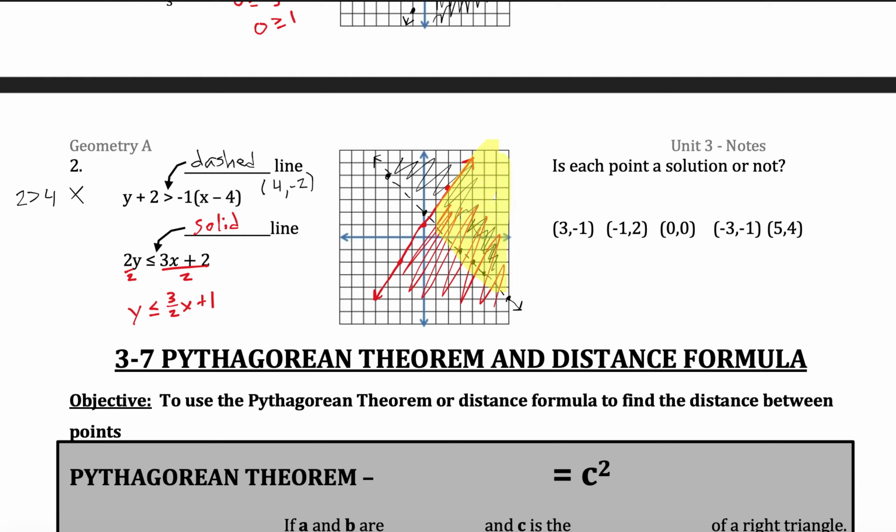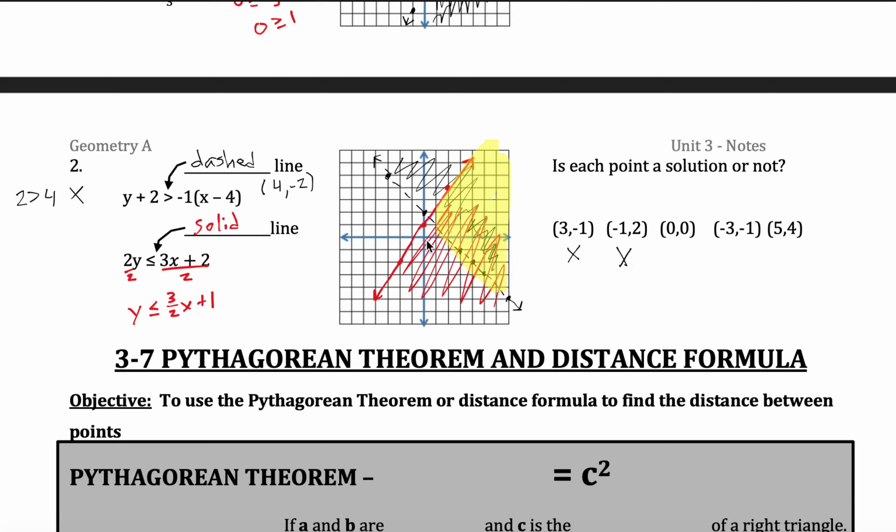Then we need to finish the problem by going over to the right and figuring out if the point is a solution to the system or not. So we have 3, -1. So 1, 2, 3, -1. That is on our dashed line. The dashed line is not included, so that is not a solution. Then we look at -1, 2. That is not a solution to either of the inequalities, so it's not a solution to the system.